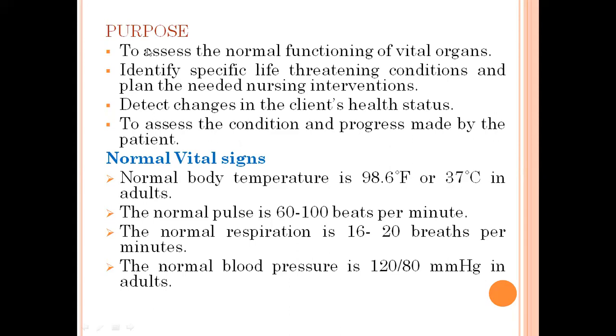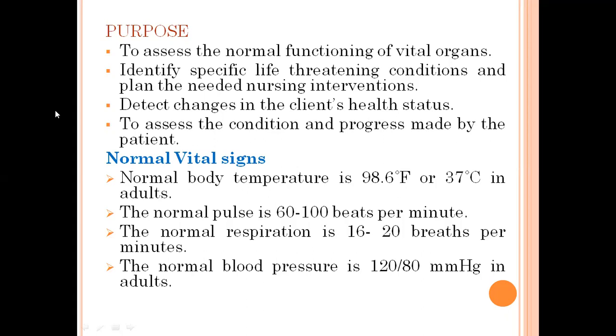So what are the purposes of vital signs? To assess the normal functioning of vital organs. So what are vital organs? Heart, brain, liver, kidney. These are all the vital organs.